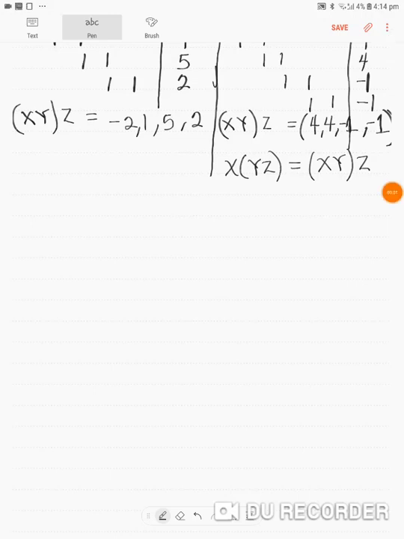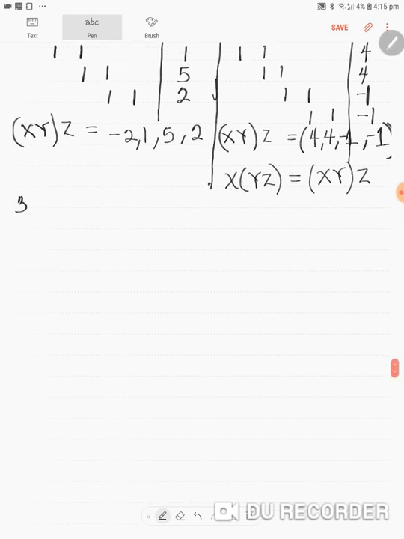Hi guys, so lastly we'll be doing the distributive law. I believe that's the last one.